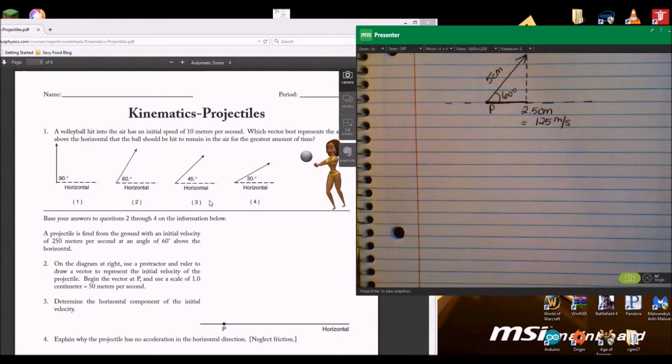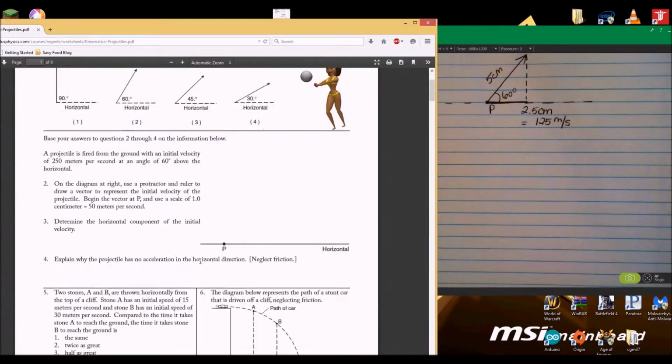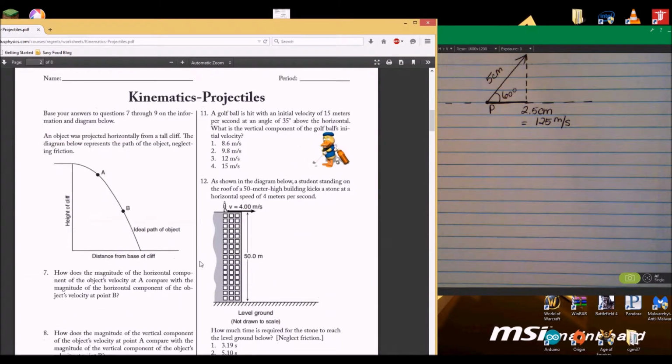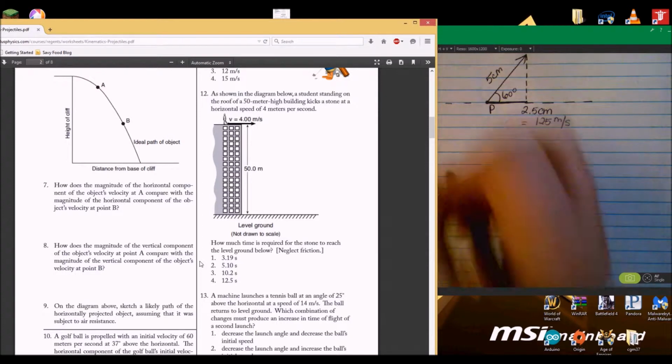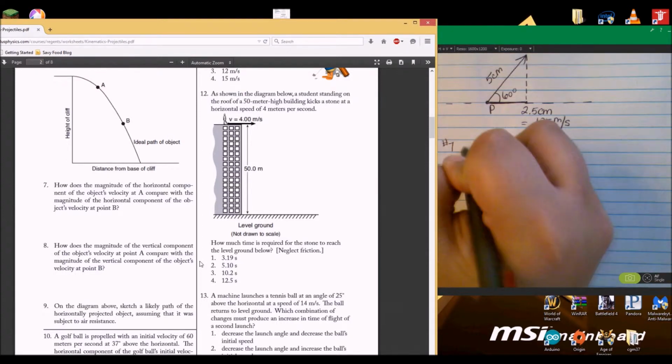Alright, the next question we're going to do is question number 7. It says, how does the magnitude of the horizontal component of the object's velocity at A compare with the magnitude of the horizontal component of the object's velocity at B? Again, because it's the horizontal component, that means it doesn't change at all. So for number 7, everything is going to stay the same.